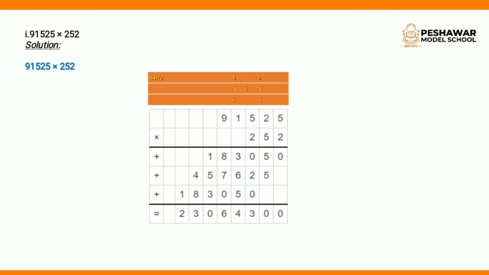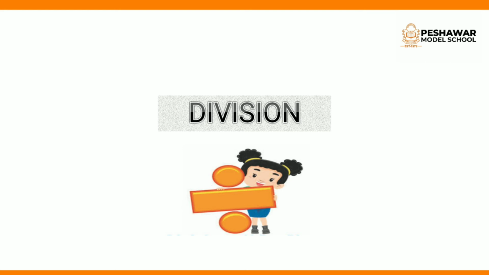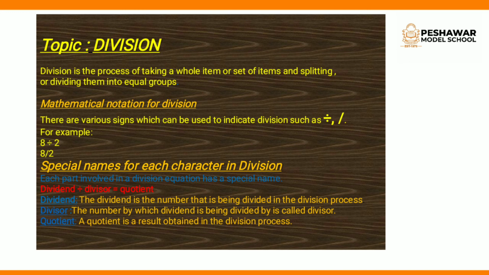Now students, after this I'm starting the division. So students, what is division? Division is the process of taking a whole item or a set of items and splitting or dividing them into equal groups. Clear? Means division is the repeated process of subtraction, as multiplication is the repeated process of addition and division is the repeated process of subtraction.